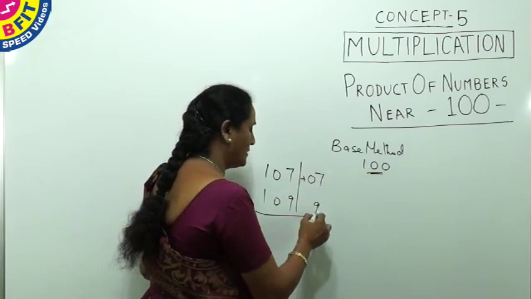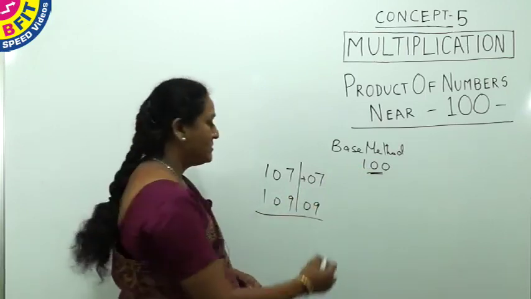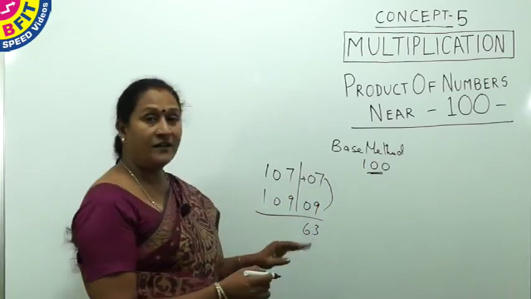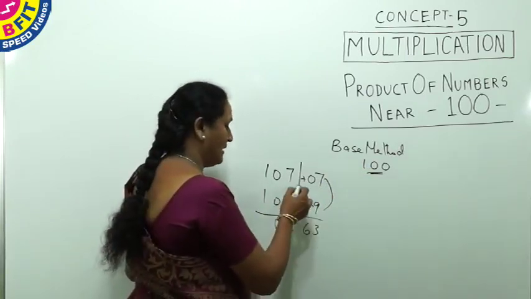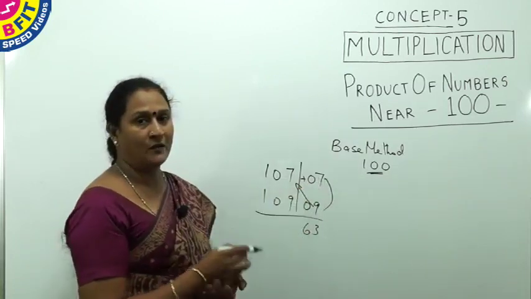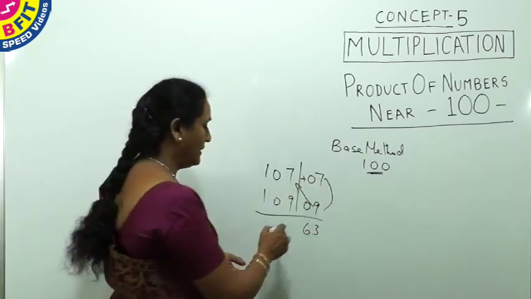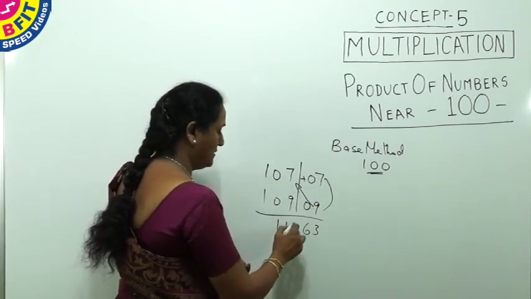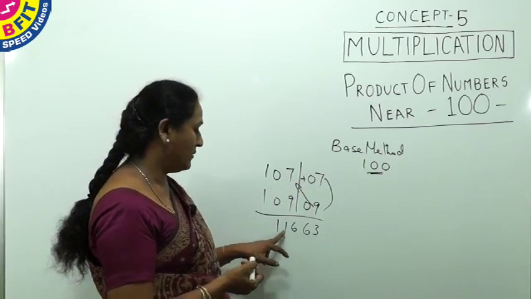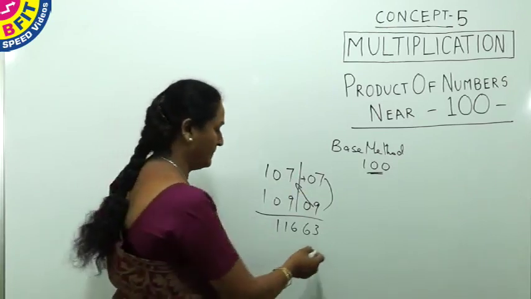And here how much is it more? 9 more. So product of 7 and 9, it is 63. And here we have to add 107 and 9 or add 7 and 109. Both will get the same answer. So 107 plus 9 is 116. So product is 11663.